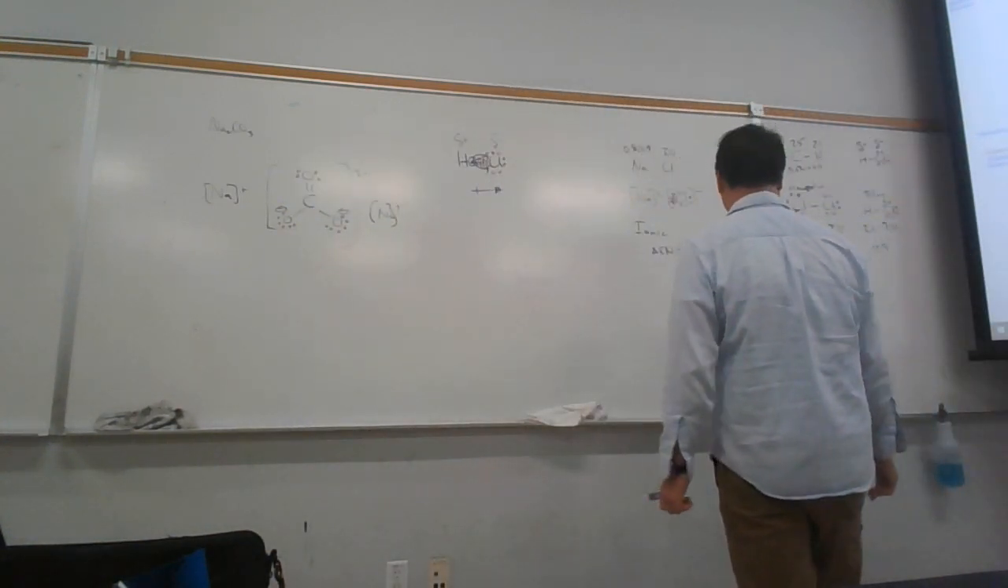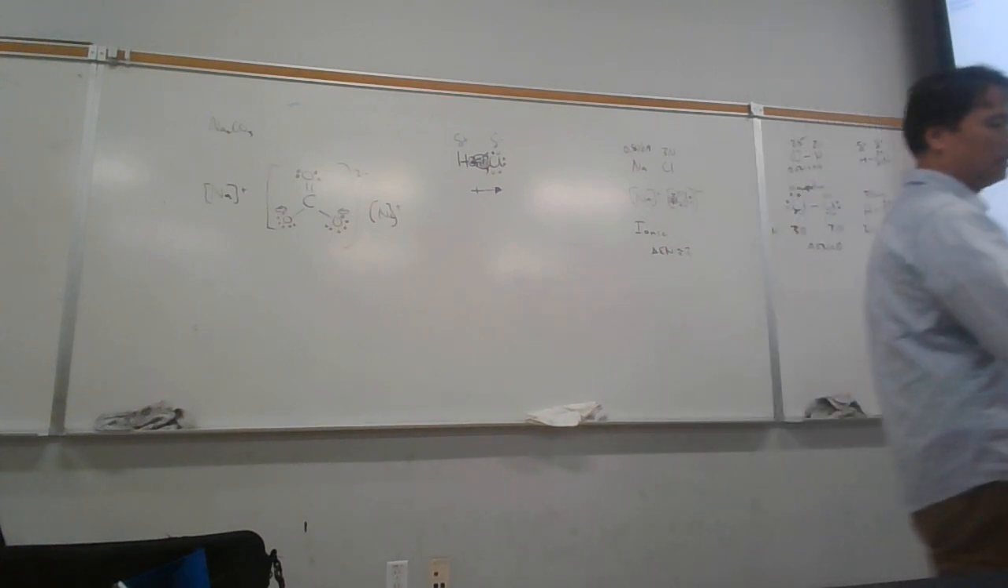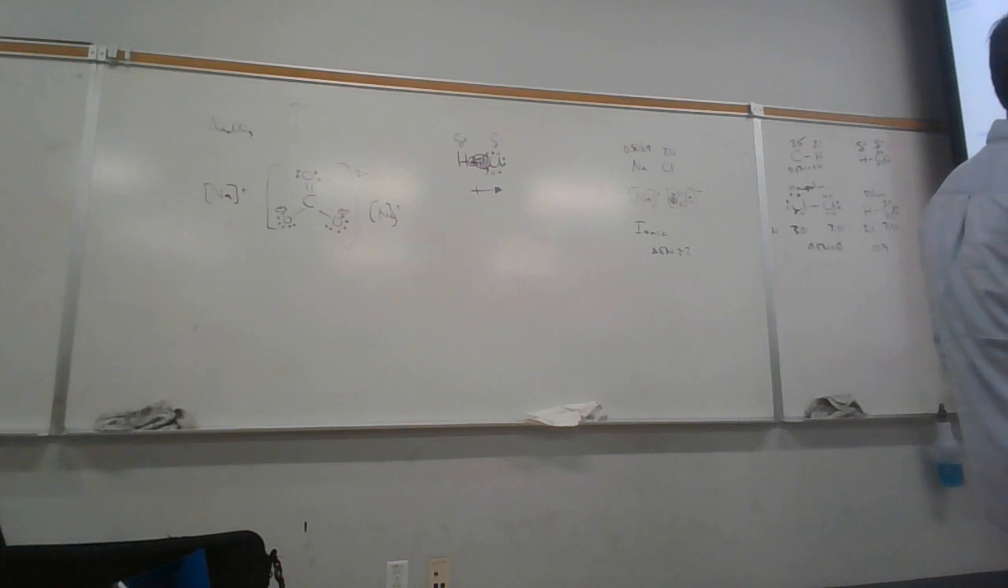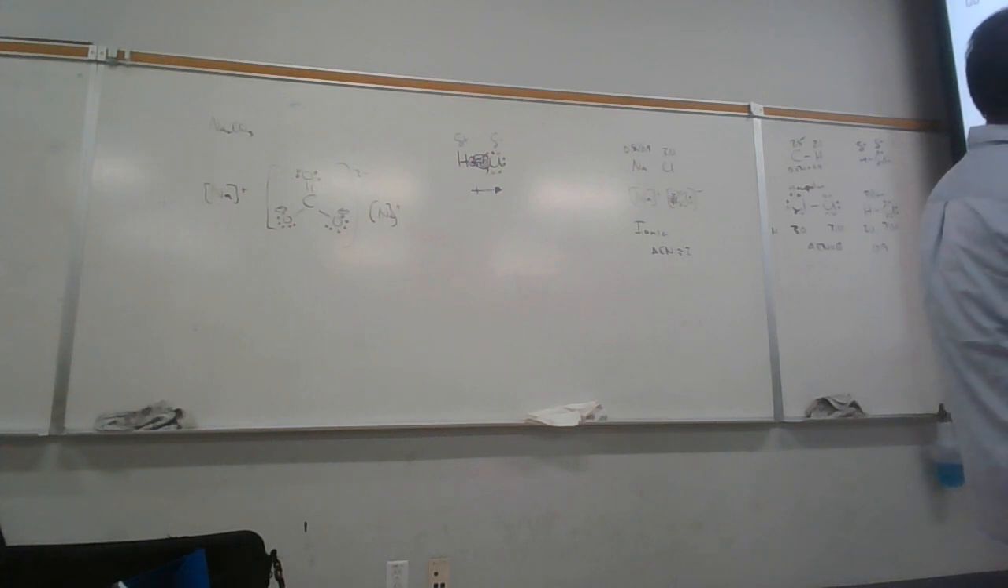Now, as far as bond energies go, let's take a look at some bond energies here. You know, how strong are these bonds? Here's carbonate, by the way. Carbonate has three resonance forms, depending on where you draw the double bond. I drew it on the top here, but I just picked the third resonance form here. We could also draw it on the left or the right.